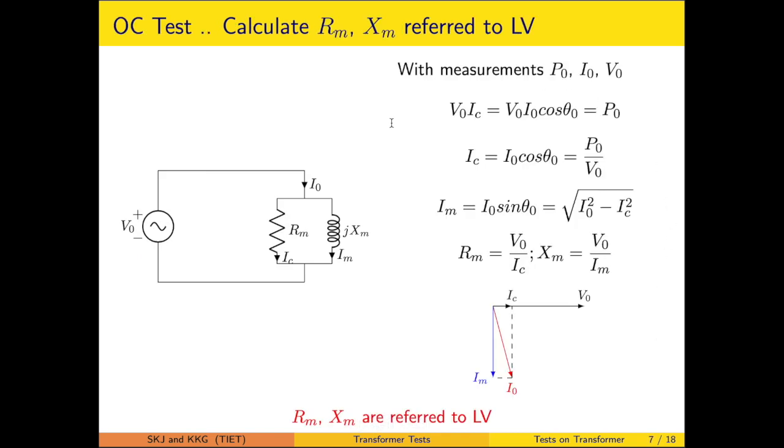You can easily have a diagram here, that this voltage is supplying the current I0, which is resolved into the two components IC and IM. So first let's see the phasor diagram.